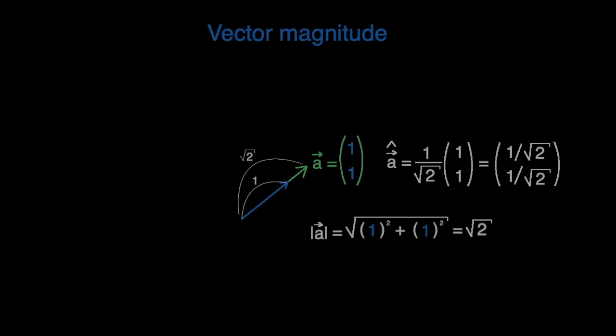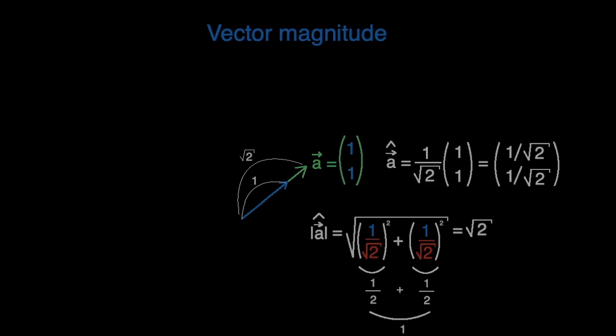So Â is equal to 1 over the square root of 2 times the vector (1, 1), which is equal to (1 over the square root of 2, 1 over the square root of 2). Let us quickly check that now the length of Â is equal to 1. So here, we have 1 over the square root of 2's instead of 1's, so we get 1 over 2, plus 1 over 2. So, we get the length of Â is equal to 1.